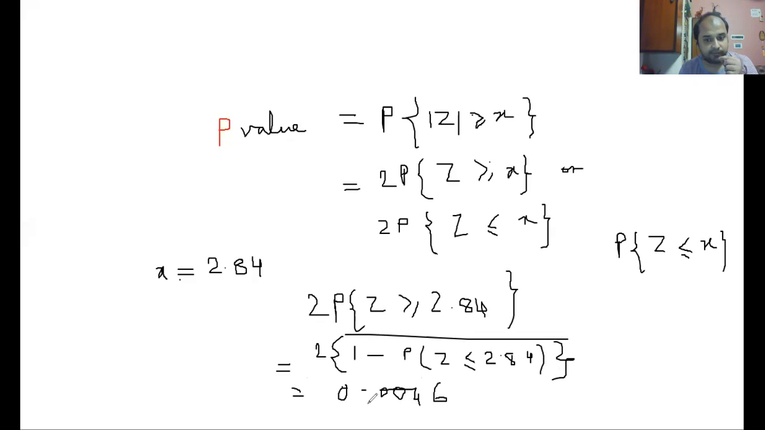This means if we consider a level of significance lesser than that, your null hypothesis won't be rejected. But if we consider a level of significance greater than that, your null hypothesis will be rejected. In that problem, we considered the level of significance to be 0.01, which was greater than this, and therefore we rejected our null hypothesis.